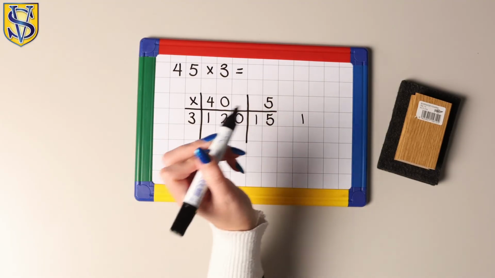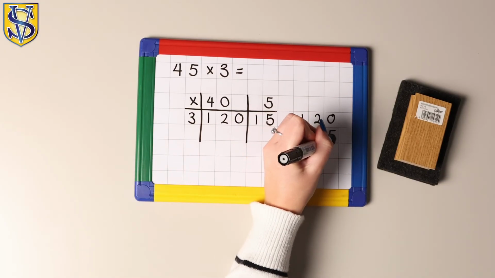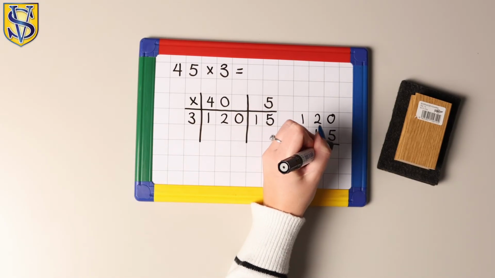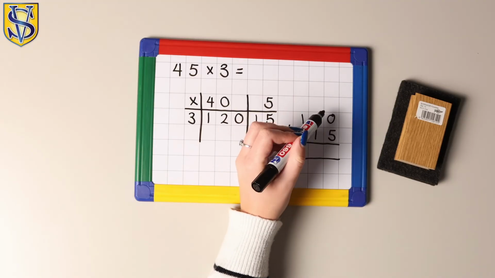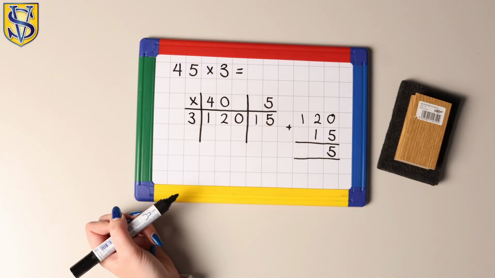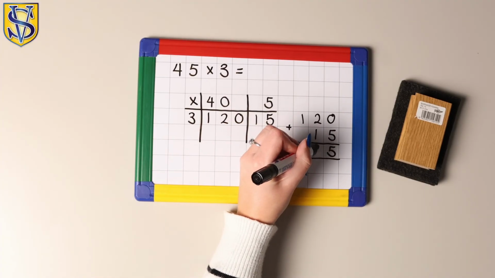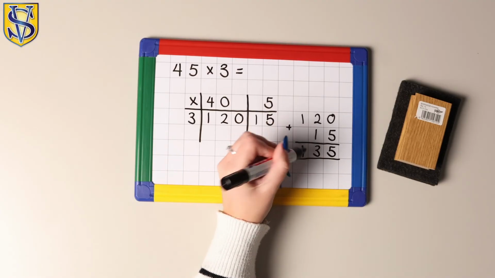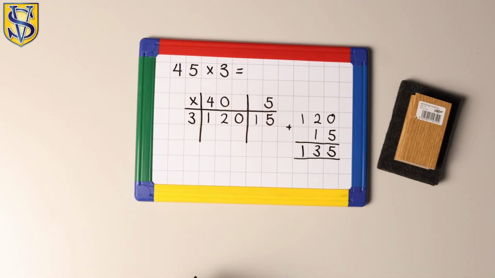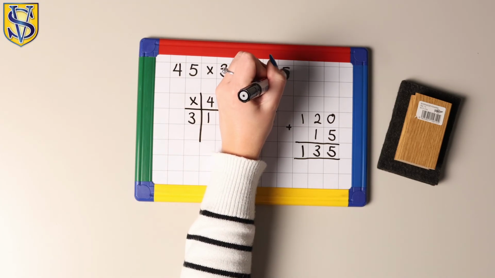So I'm going to do a bit of column addition just to make sure everything's okay. Make sure my alignments are all right. And so we're going to have 0 plus 5 is 5. 2 plus 1, or really 20 add 10, but 2 plus 1 is 3. And then 1. So the answer to 45 times 3 is 135.